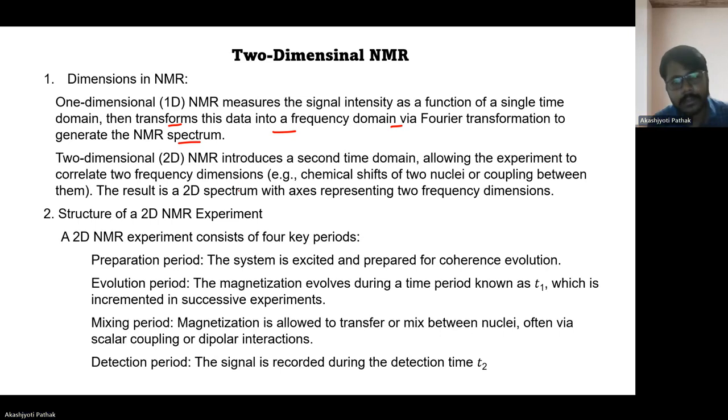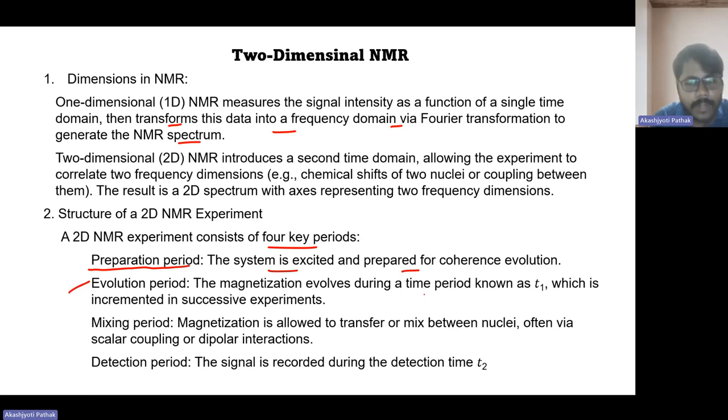Okay, two frequency dimensions. The structure of a 2D NMR experiment, the pulse sequence, consists of 4 key periods. It consists of a preparation period. In this preparation period, the system is excited and prepared for coherence evolution. Then there is the actual evolution period.